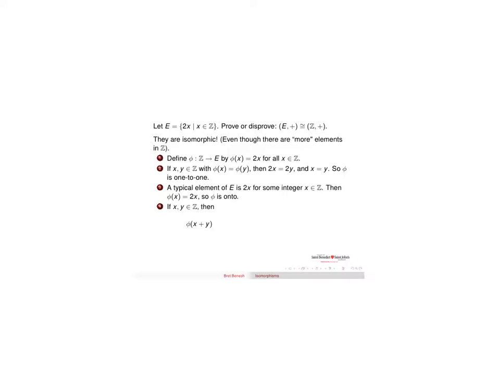It'll work out well because of the distribution. So phi of x plus y equals 2 times (x plus y), and I've shown that this is equal to phi of x plus phi of y. Which means that these two are isomorphic, even though it might not seem like they should. Thanks, we're done.